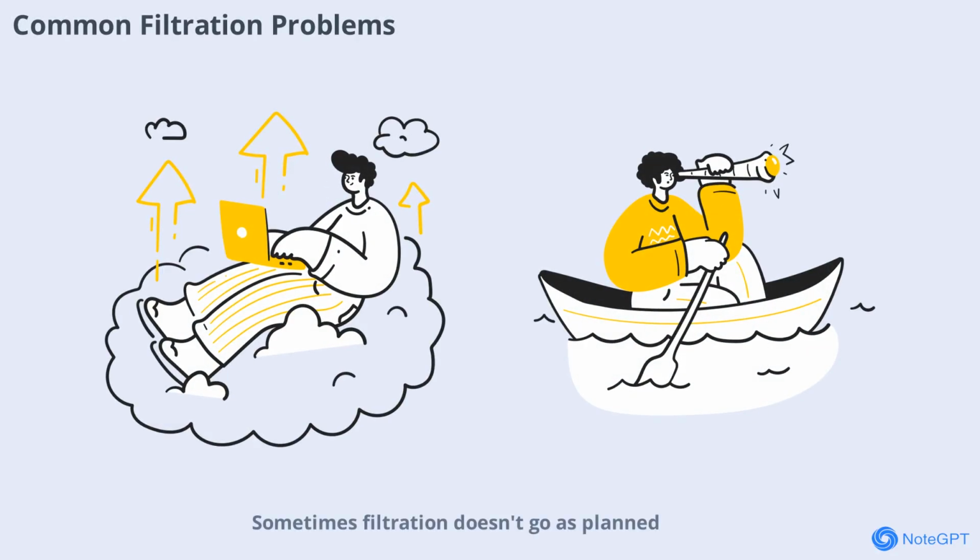Sometimes, filtration doesn't go as planned. Common issues include clogged filters, slow flow rates, or incomplete separation. These problems can often be solved by choosing a different filter, adjusting the setup, or pre-treating the mixture. Troubleshooting skills are essential for efficient and effective filtration.